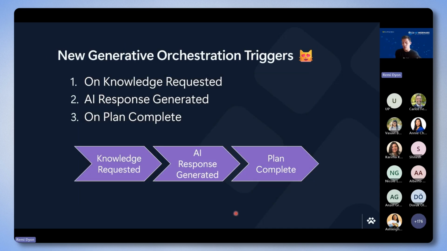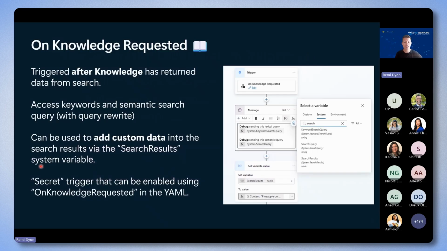All right. During the initial demo, I mentioned that we have new triggers for generative orchestration. I'm sure many of you are not aware of those new triggers. We actually have 3. 2 are officially available, and 1 is kind of secret. So let's cover those 3 different triggers. The first one is on knowledge requested. The second one is AI response generated. And the third one is on plan complete. The order of those triggers is first, executing the knowledge request, second, the response generated, and third, the plan complete. So let's dive into those 3 particular triggers.